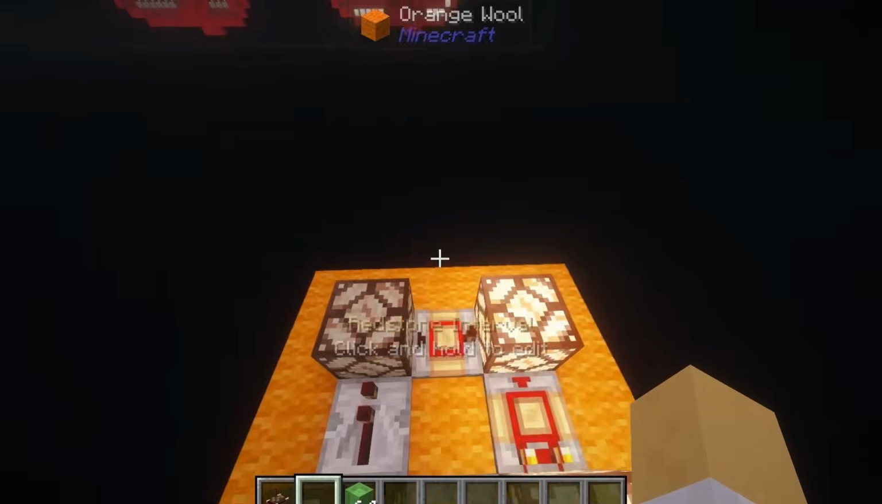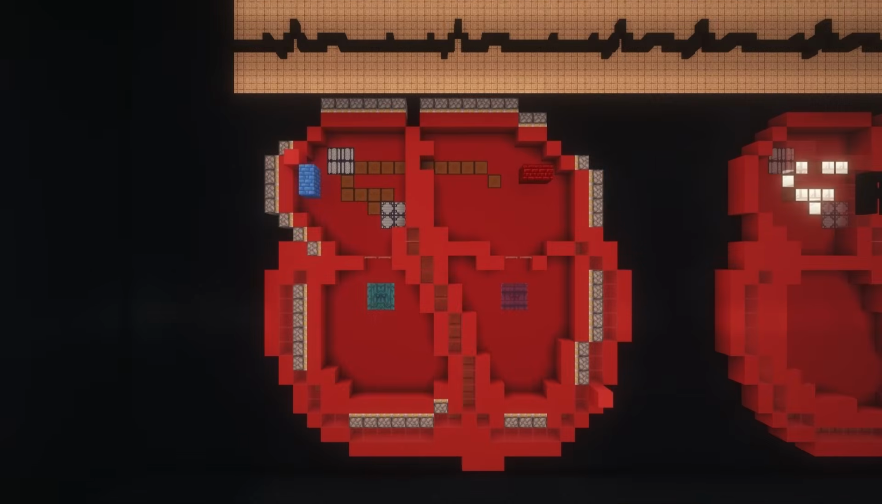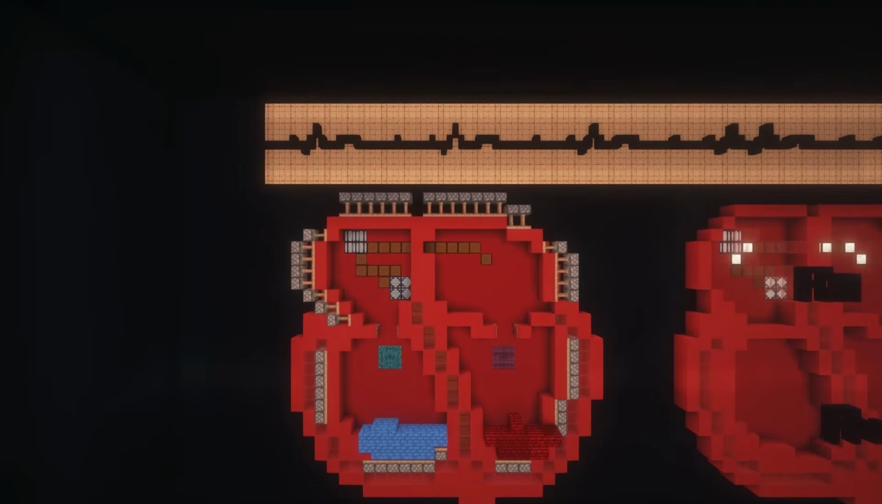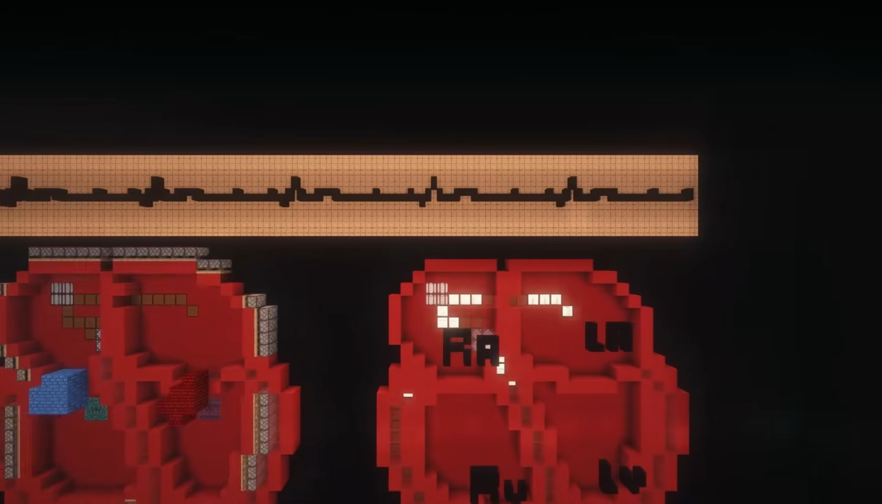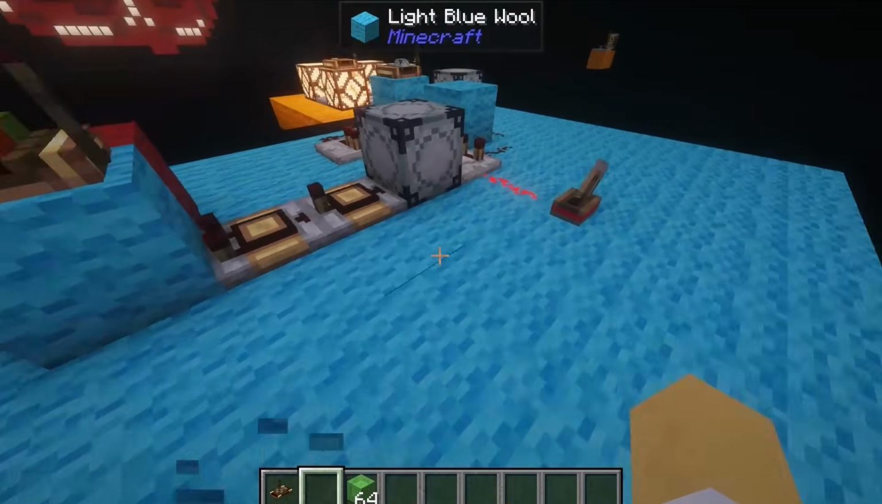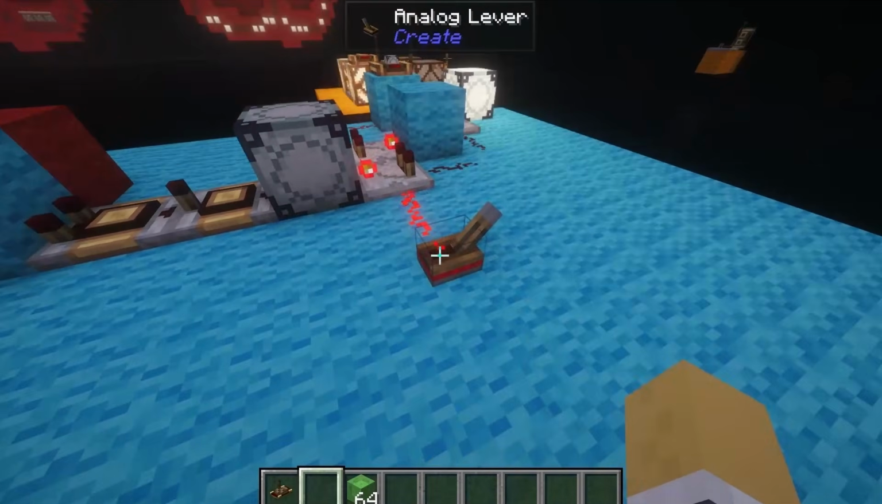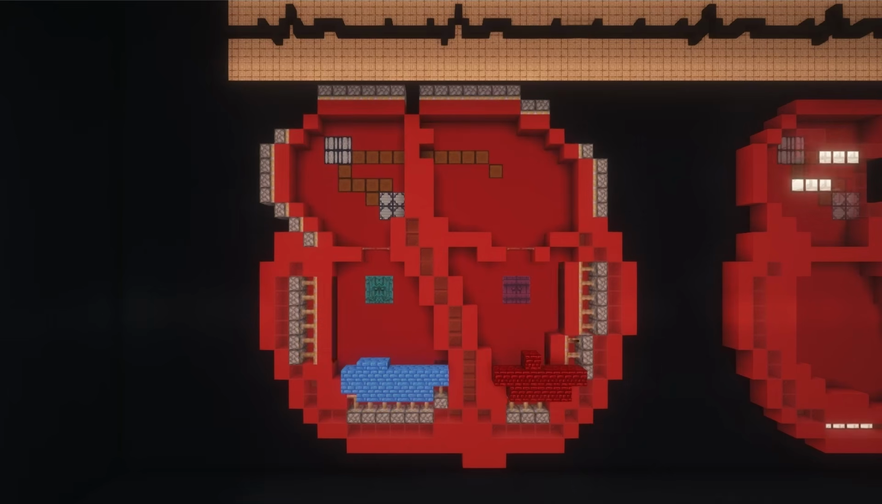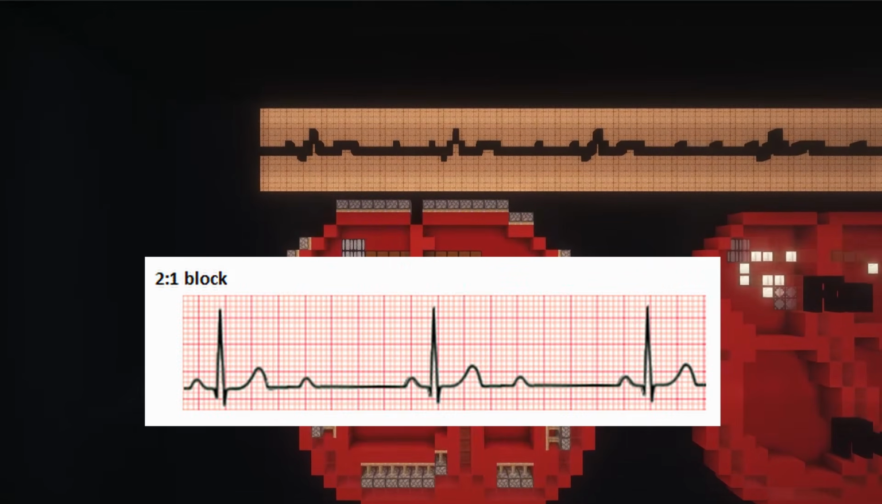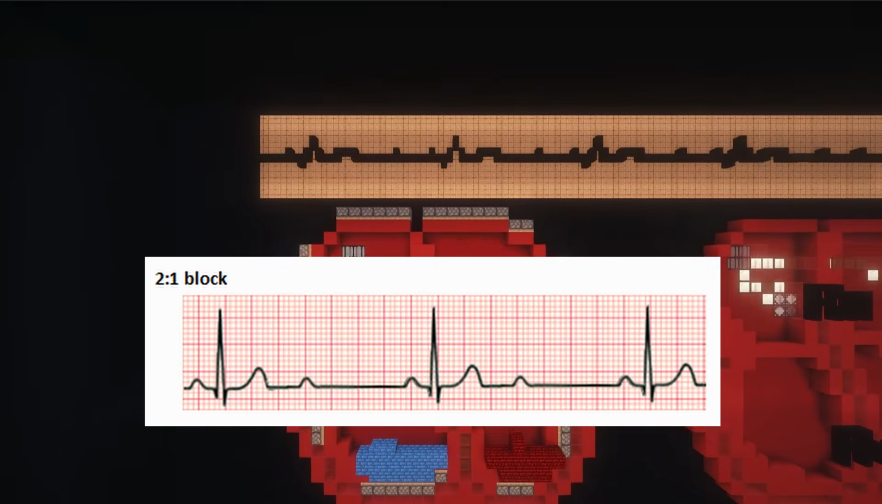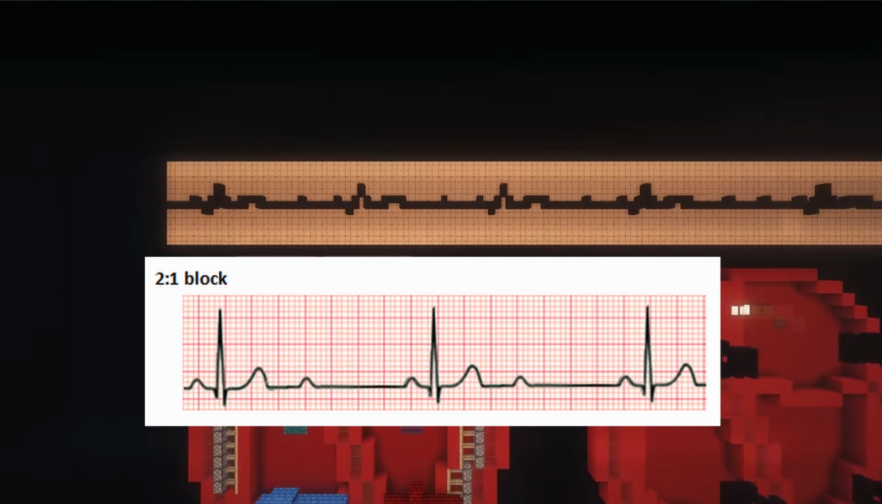So for example, I can make the SA node fire more rapidly. If I do this, you'll see more P waves are shown on the monitor, which means the atria are trying to contract more often. I can also change the acceptance rate of the AV node. You'll see on the monitor here a 2-to-1 heart block. This is when 2 SA node pulses are required to lead to one single contraction of the heart.